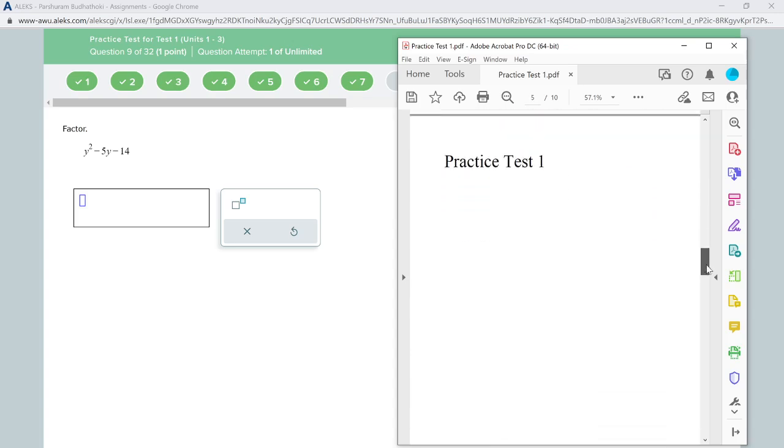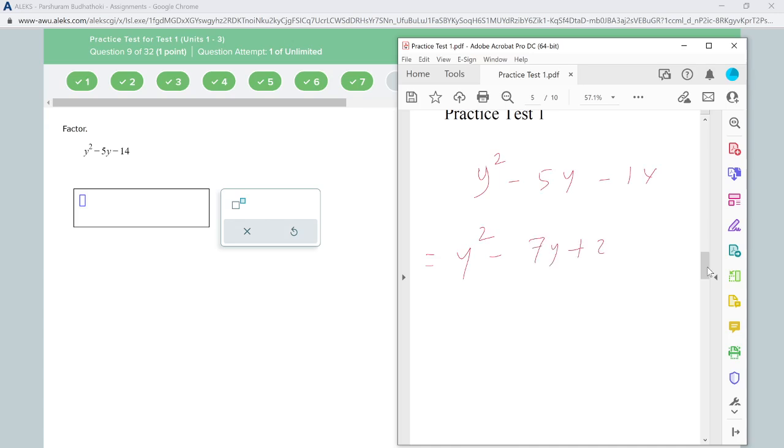So I'm going to rewrite this problem. After finding those two numbers, we can just split this 5y as -7y and +2y. Remember, -7 and +2 is -5, so I'm not adding anything else. I'm just rearranging terms. And that comes from the AC method.